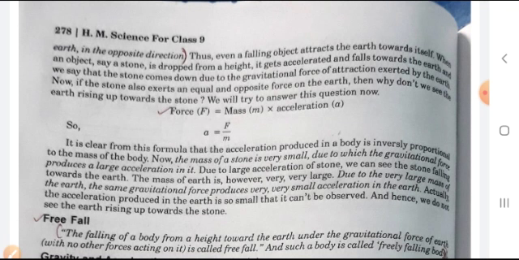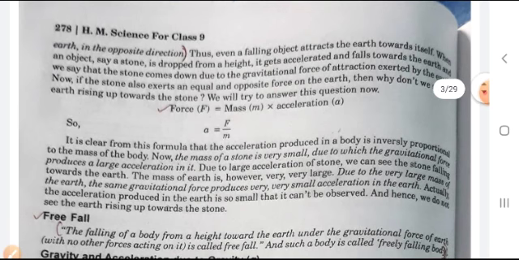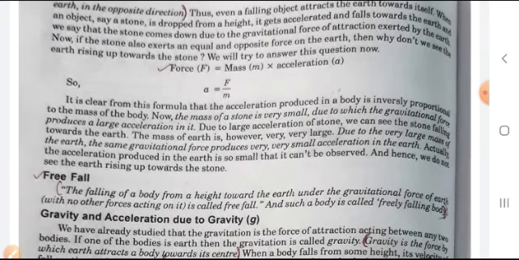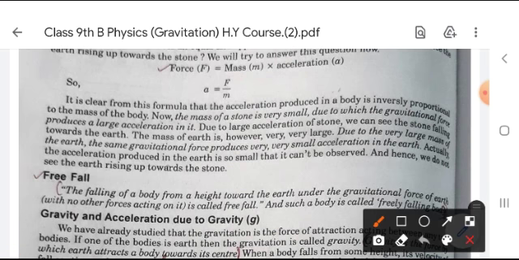Now, if the stone also exerts an equal and opposite force on the Earth, then why don't we see the Earth rising up towards the stone? What is the reason here? The reason is that the Earth's mass is very large compared to the stone's mass, and the acceleration produced by this force for the stone is very high in comparison to the Earth.